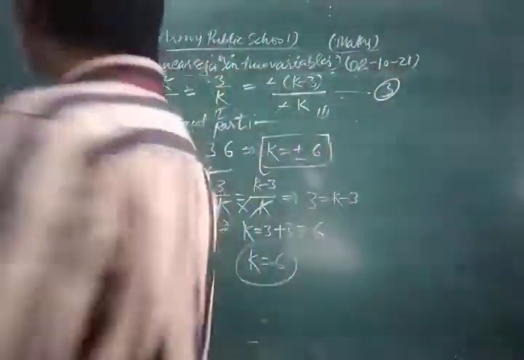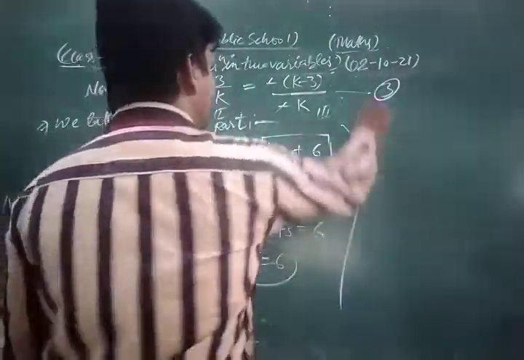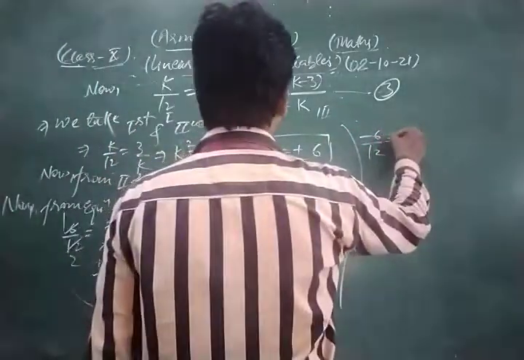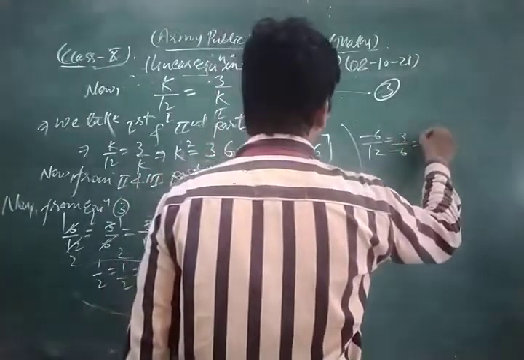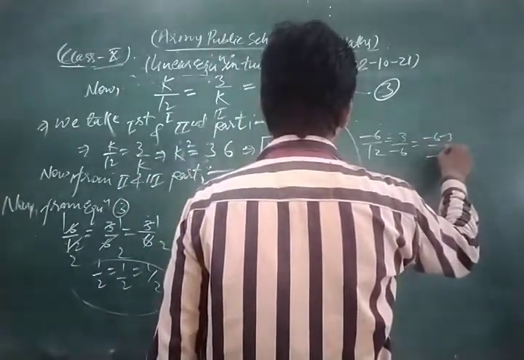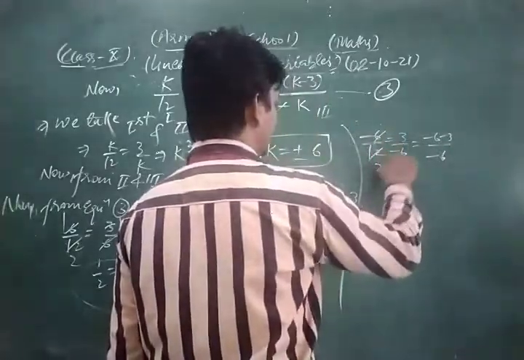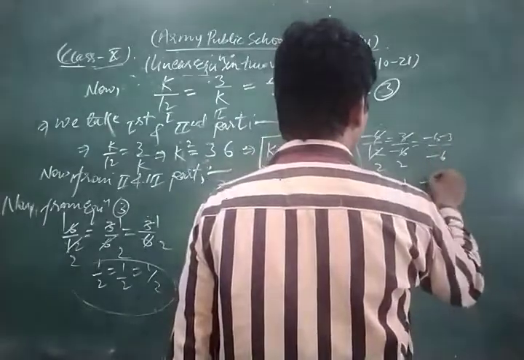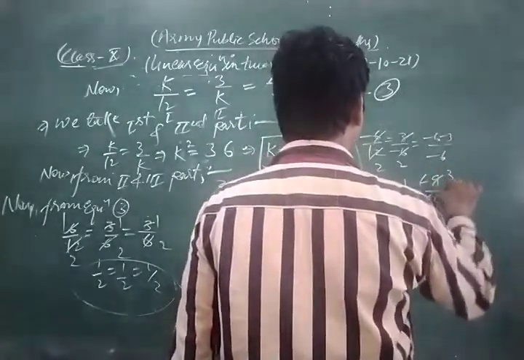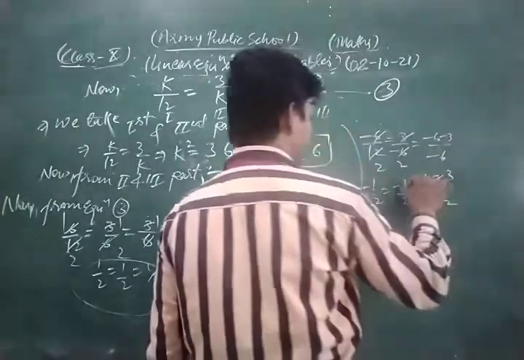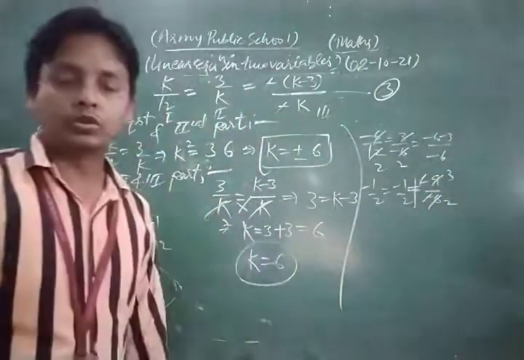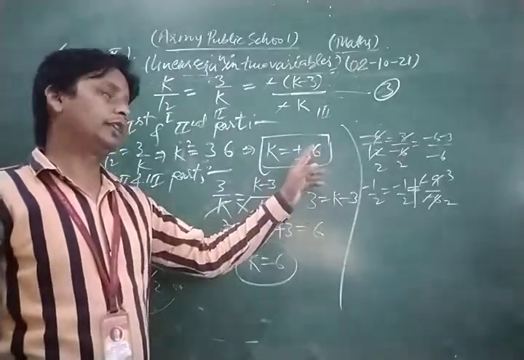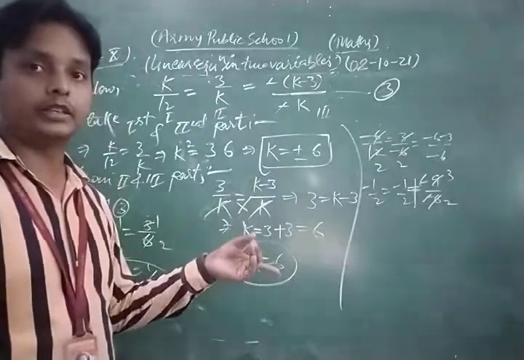Now we check the value of minus 6. If we put minus 6 in that equation, we get minus 6 upon 12 is equal to 3 upon minus 6 is equal to (minus 6 minus 3) upon minus 6. So this is minus 1 by 2, this is minus 1 by 2, and this is minus 9 upon minus 6, which is 3 by 2, not equal to minus 1 by 2. So the value of k, minus 6, does not satisfy the given condition.